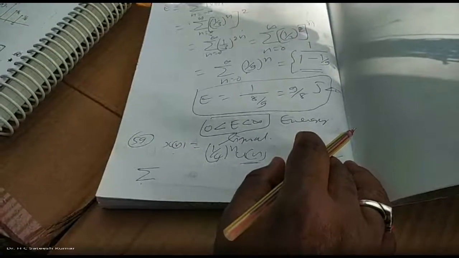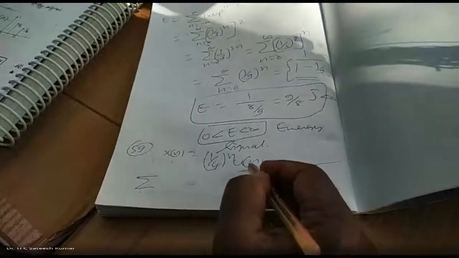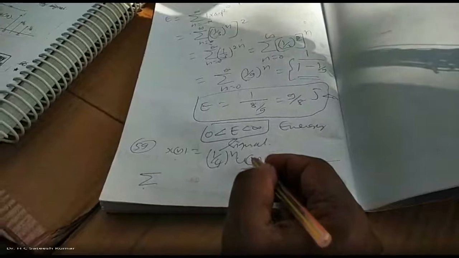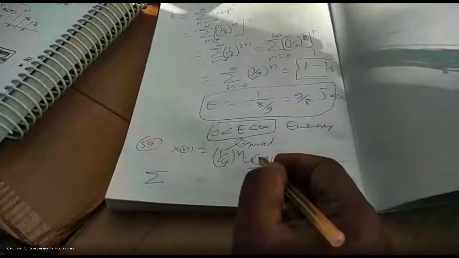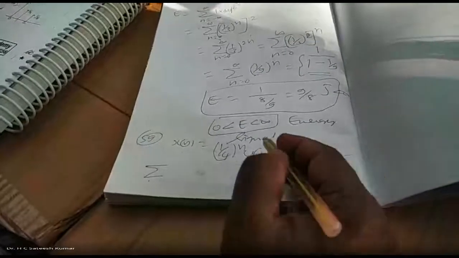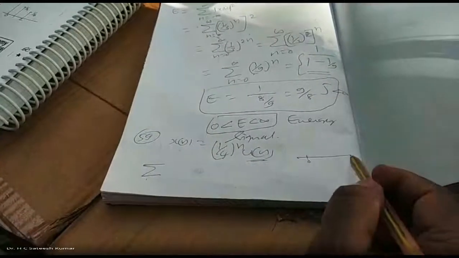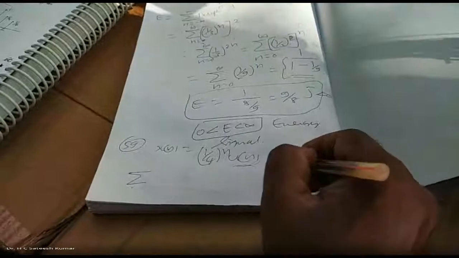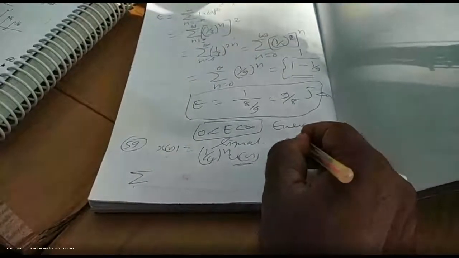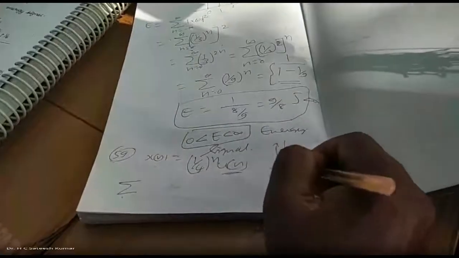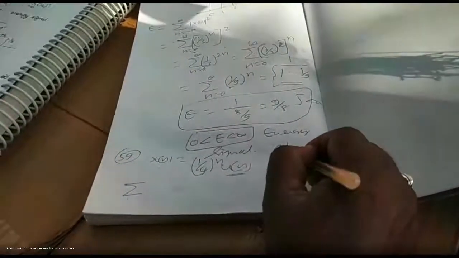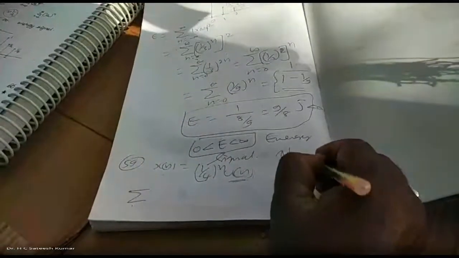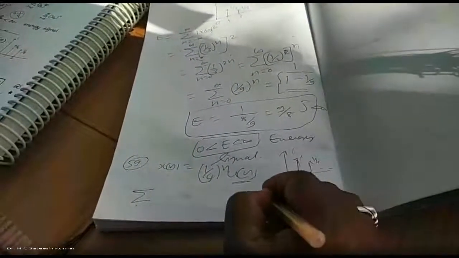Your elementary signal u of n is used to fix the range for your signal 1 by 4 to the power of n, and its value is 1 only at 0. Therefore, you should sketch it from 0 to infinity only. At 0, its value is 1 by 4 to the power of 0, which is 1. At 1, 1 by 4. At 2, 1 by 16. And so on. So it is aperiodic. It's not repeating.